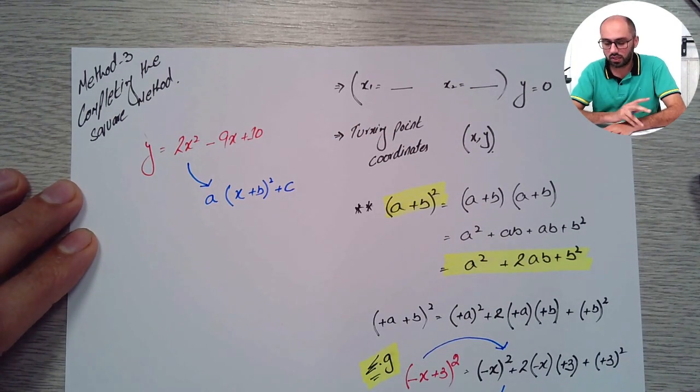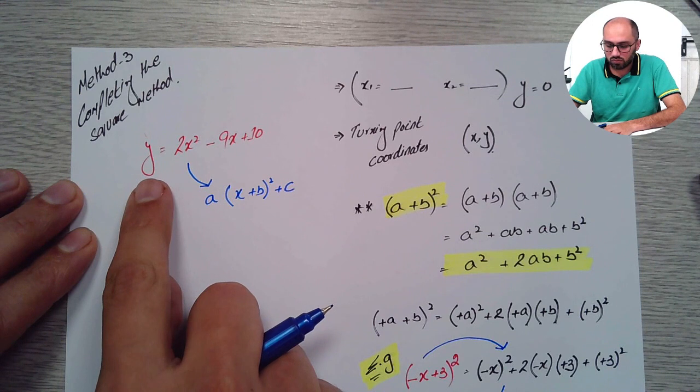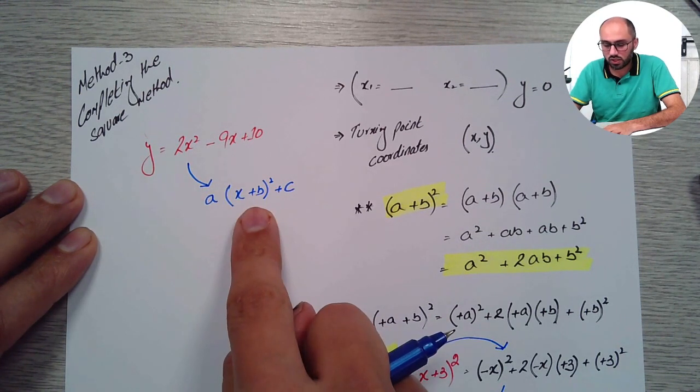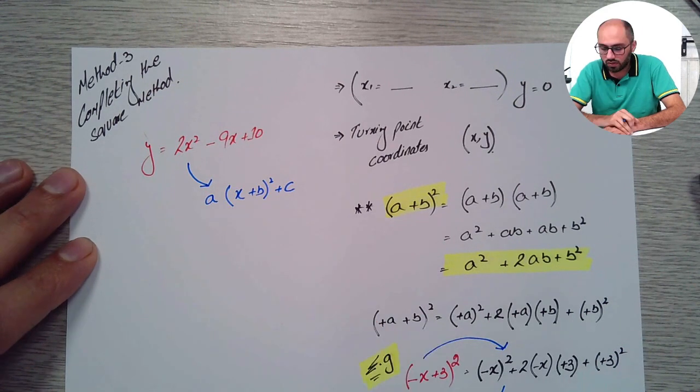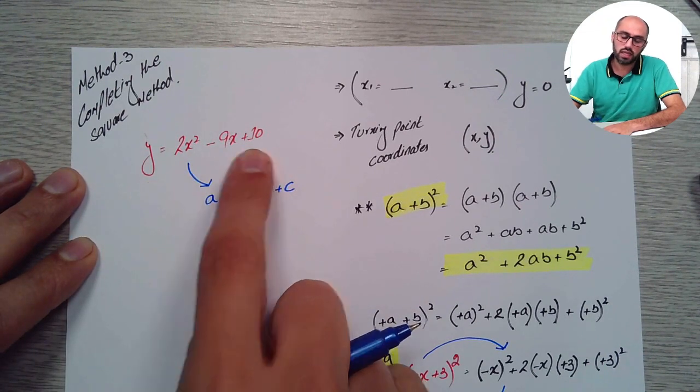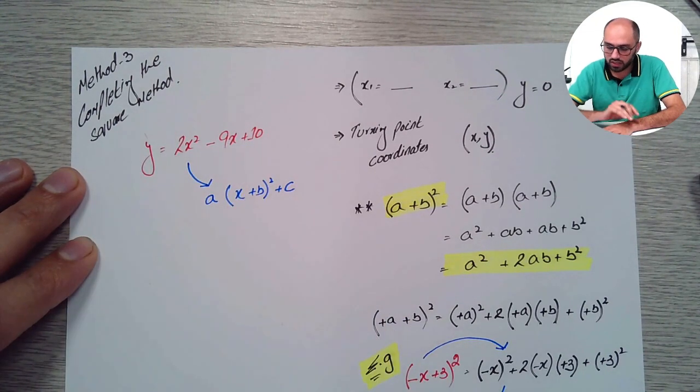So in your exam, if the question says transform this into this format, it's an indicator that you have to use completing the square method. Or if the question says find the turning points of the quadratic equation, then also you'll have to use completing the square method, and we'll follow the same procedure.